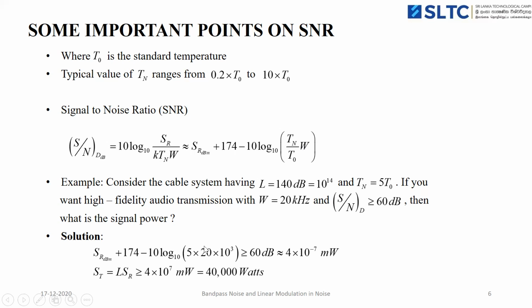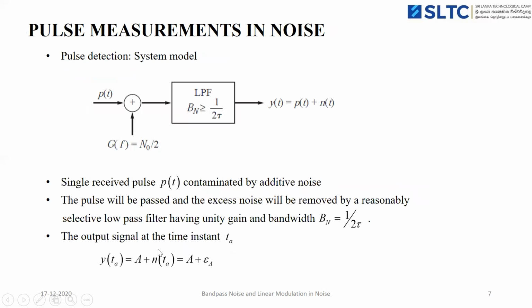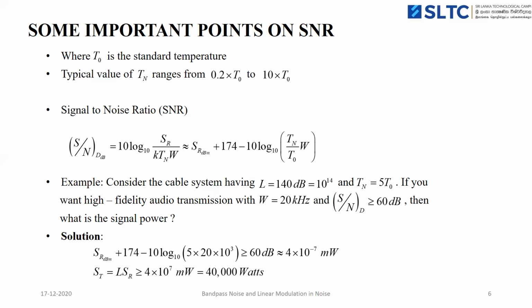And the signal to noise ratio at the destination is also given, that is 60 dB. By substituting all these values, we are getting the received signal power. What is the received signal power? That is SR in dBm, which is equal to 4 into 10 power minus 17 milliwatts.